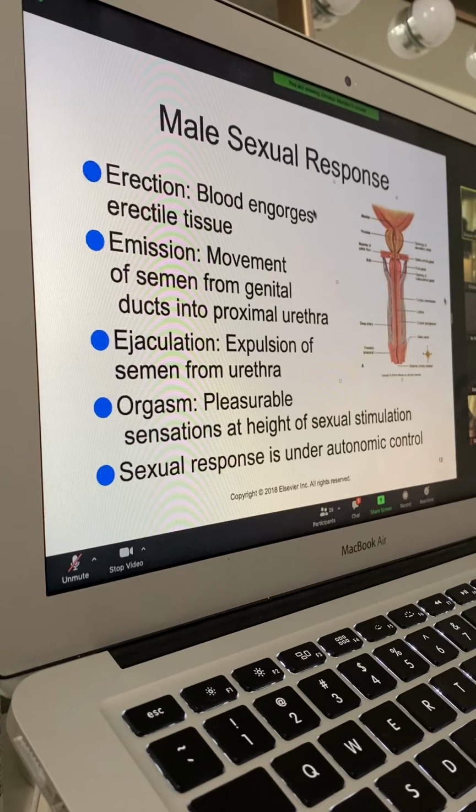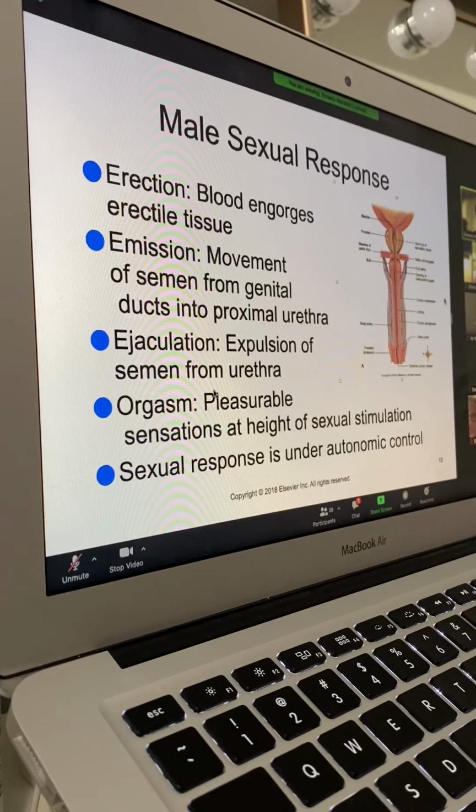Are you able to follow what happened during erection, emission, and ejaculation? Where is the sympathetic happening? When you say sympathetic, there is a decreased blood flow to the erectile tissue. When you say parasympathetic, there is an increased flow of blood to the erectile tissue. So what is happening when there is erection? Is it sympathetic or parasympathetic?